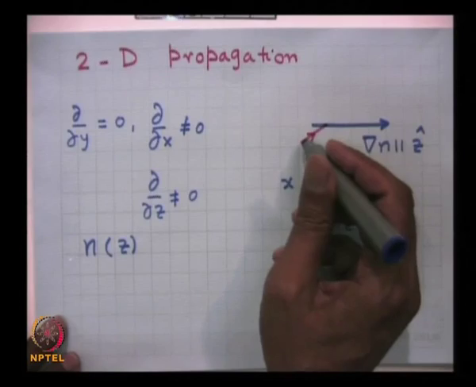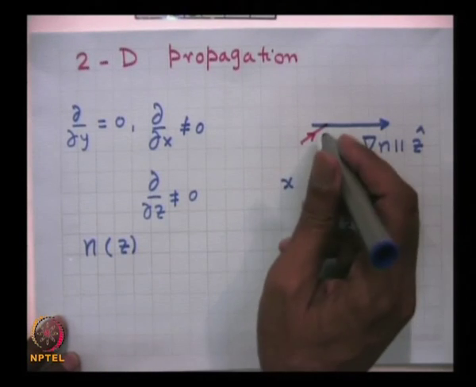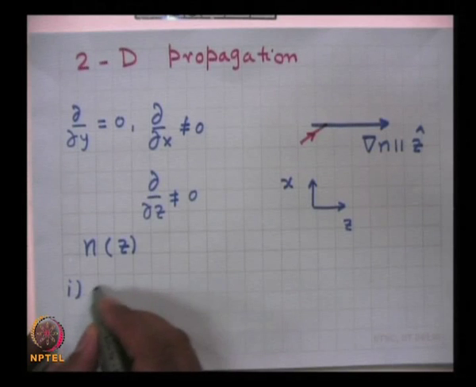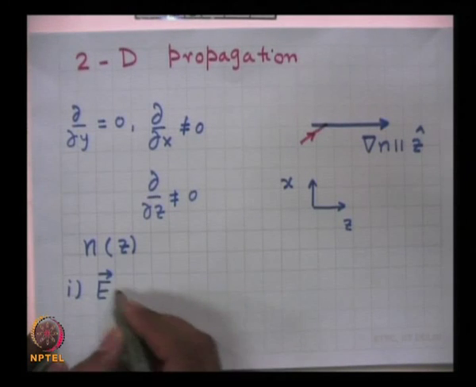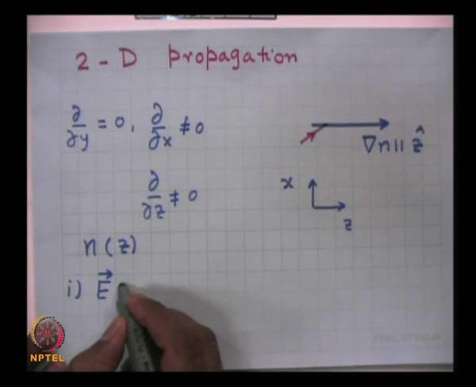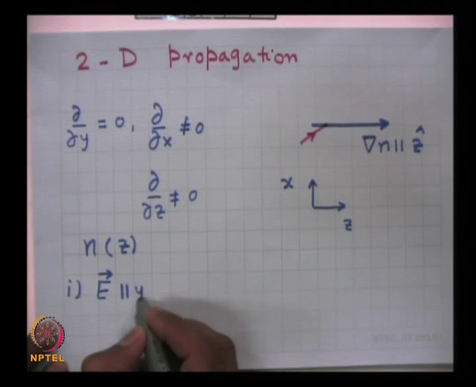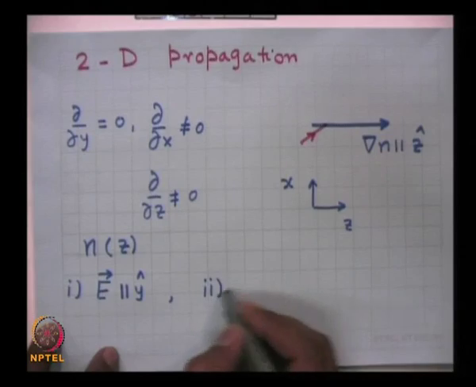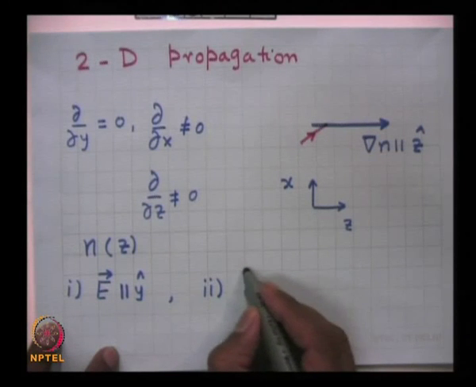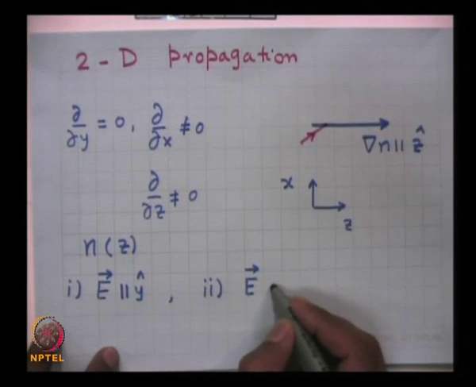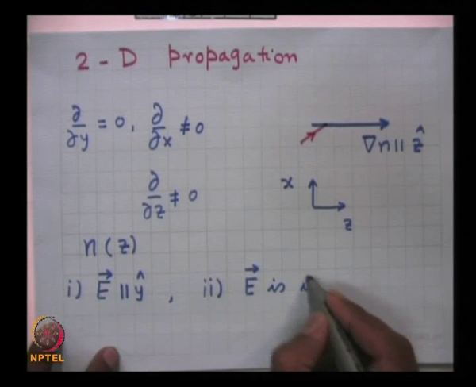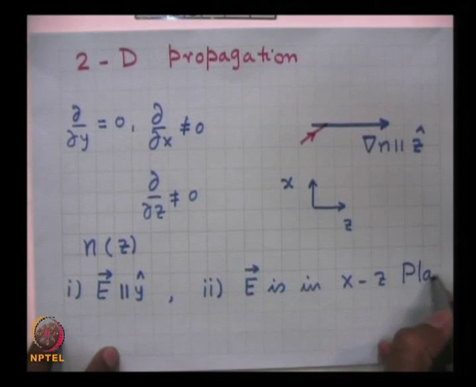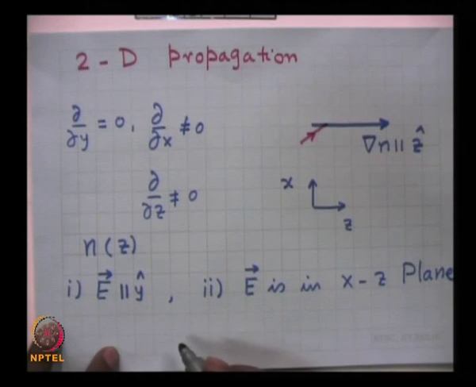Another thing that I would like to mention here, there are two possibilities that this wave may be polarized. There are two possibilities: the electric field of the wave is parallel to the y axis, perpendicular to the xz plane, and second possibility is the electric field is in the xz plane. There are two possibilities.